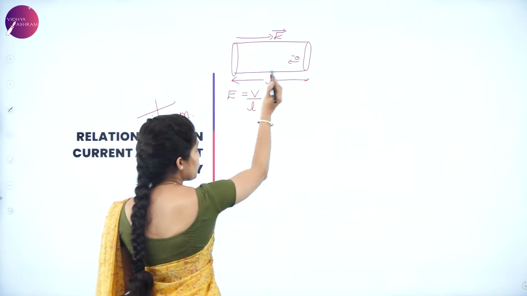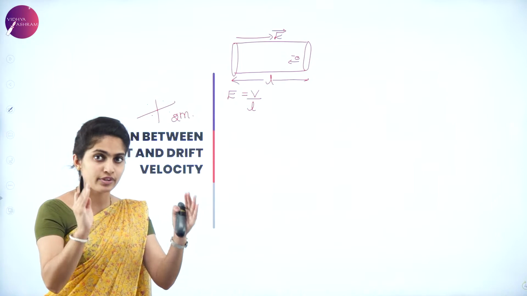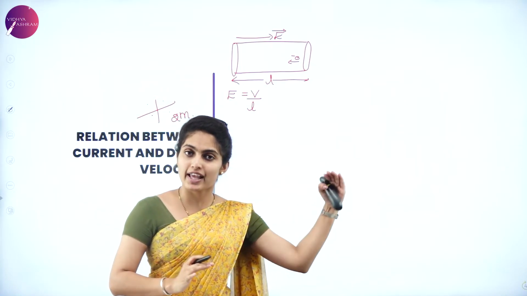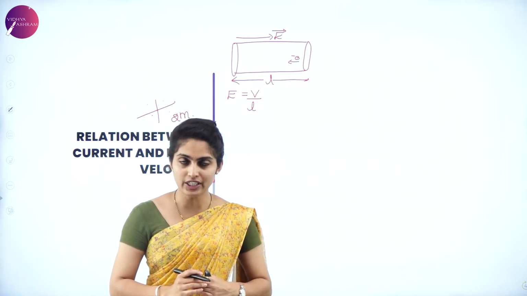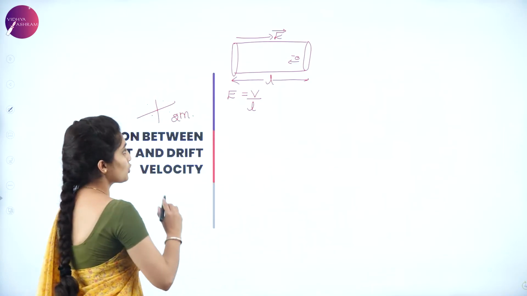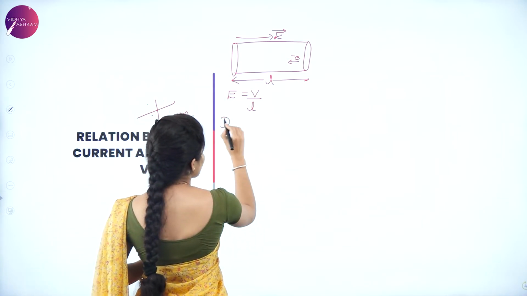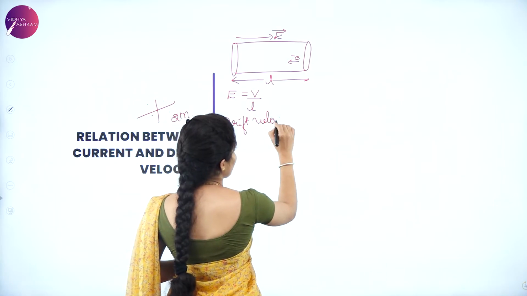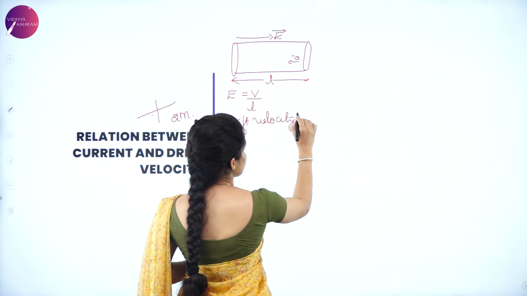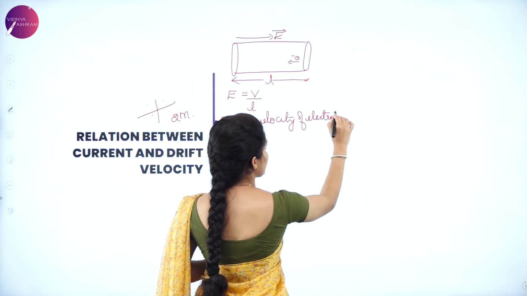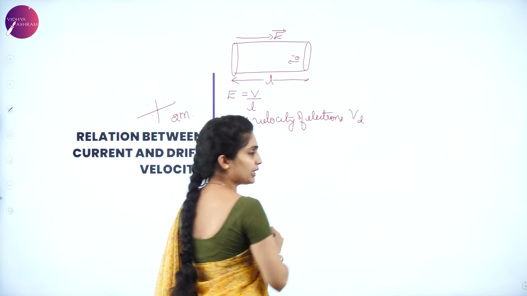So there is a movement. We are starting by taking electrons into our mind. So now electrons are moving in general, and they are getting drifted with a drift velocity. So we have Vd, the drift velocity of electrons, given by V subscript D.